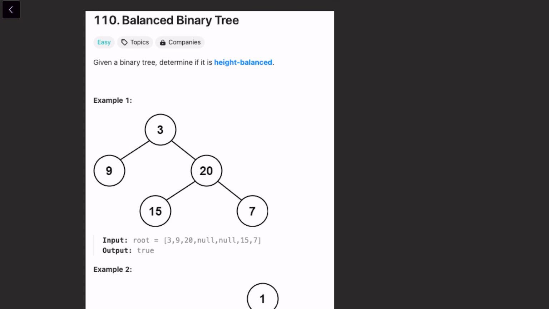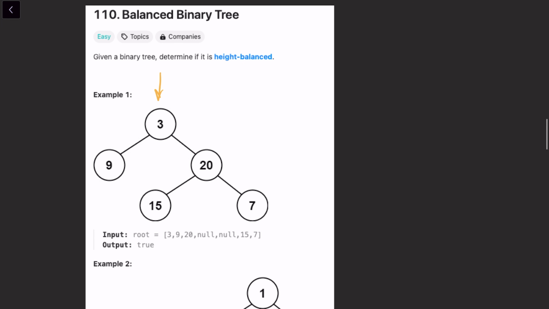What does this mean? So if we start with 3, we look at the subtrees. So what are these subtrees? Right here the height is 1, and right here the height is 2. So 2 minus 1 equals 1. Therefore we know that starting from the root it is height balanced.